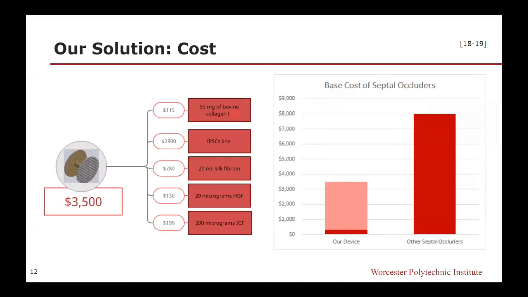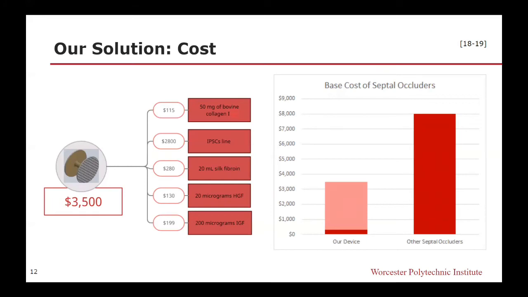Our projected cost for the materials we have proposed is approximately $3,500, which is sufficiently less expensive than the existing devices on the market, which have a base cost of around $8,000. This is disregarding the fact that the prices could rise to over $50,000 if there are unforeseen complications with the implementation of the current devices.